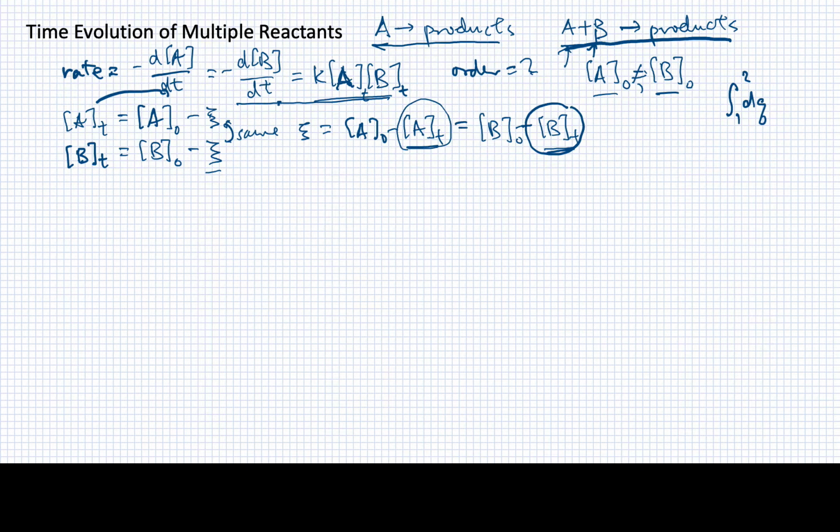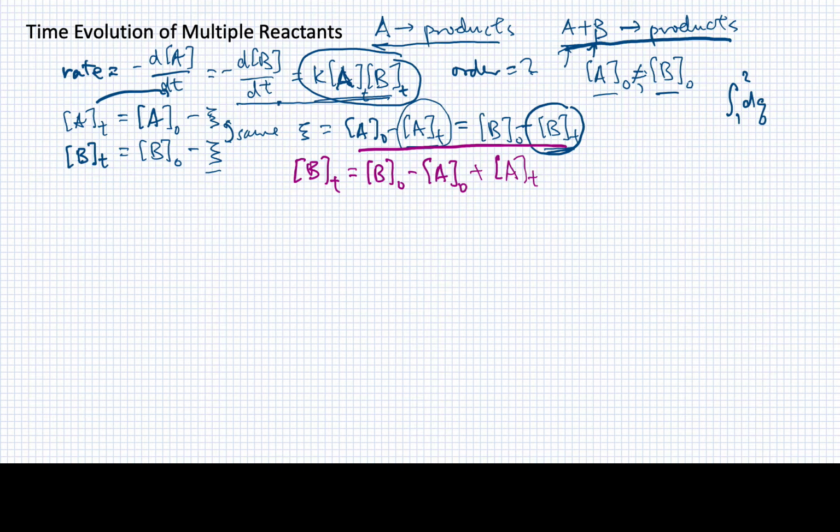Then we can substitute that into this expression up here and that'll allow us to solve something. All right, so let's solve for the concentration of B as a function of time. If I do that using this relationship here, what I would find is that it's equal to B at time 0 minus A at time 0 plus A at time t. Now, all I've done is algebraically solve for B of t over here.